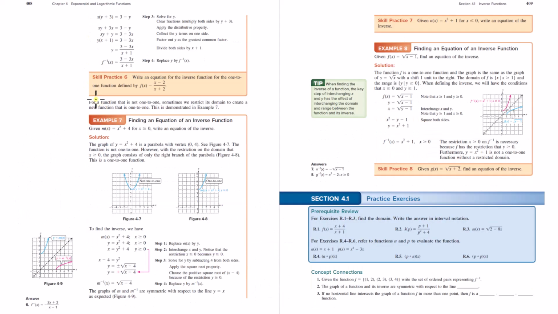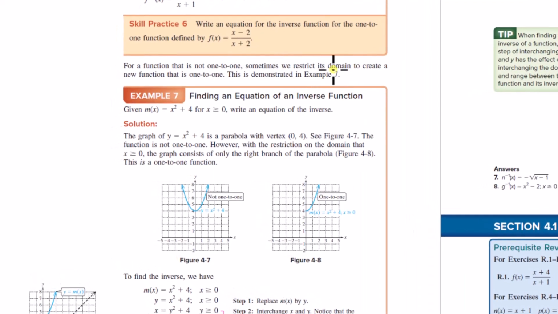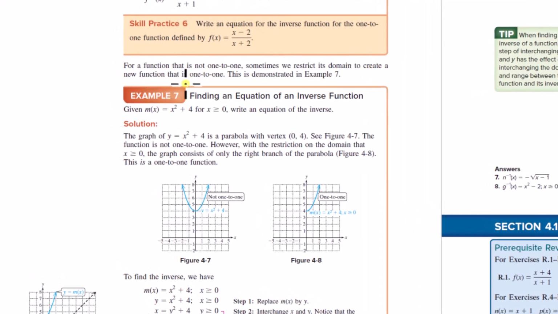And yep, so we'll work a bunch of examples for a function that is not one-to-one. Sometimes we restrict its domain to create a new function that is one-to-one. So yeah, this is done every now and then. One good example is inverse trig functions. So given m of x is equal to x squared plus 4 for x is greater than or equal to 0, write an equation of the inverse.